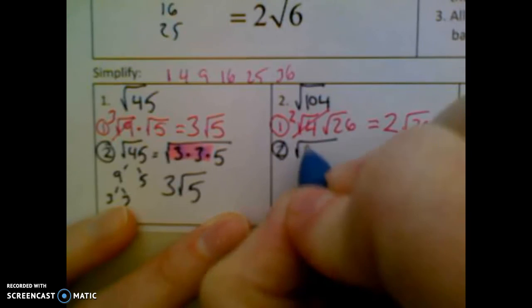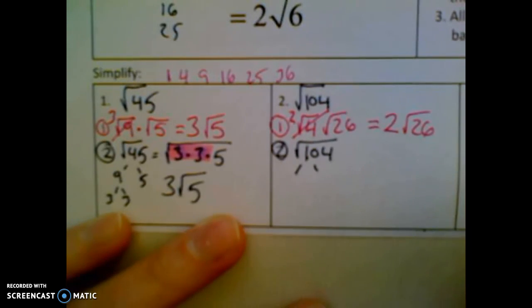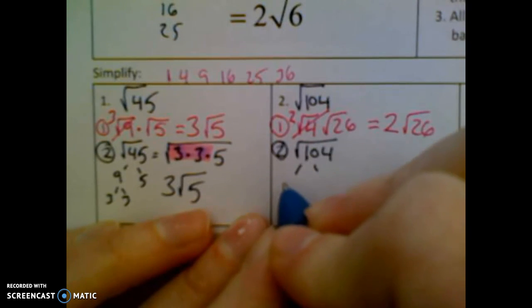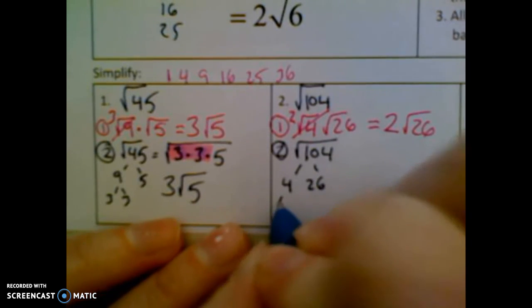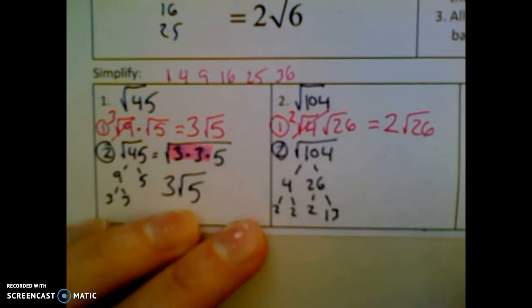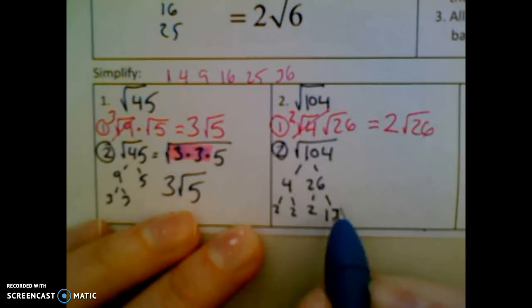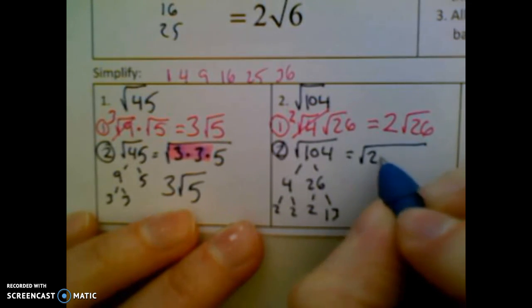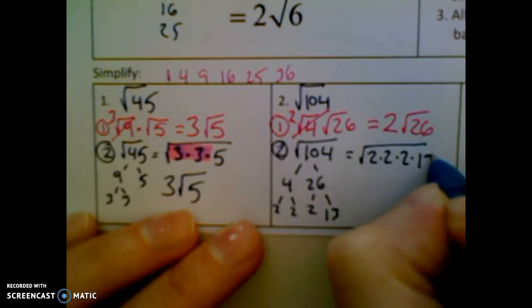I would have done root 104, and I would have broken it down into its parts, because 104 is kind of big. So sure, let's do 4 and 26. Well, 4 is 2 and 2. 26 is 2 and 13. So those are all the factors. I'm going to go ahead and list those guys out. 2 times 2 times 2 times 13.